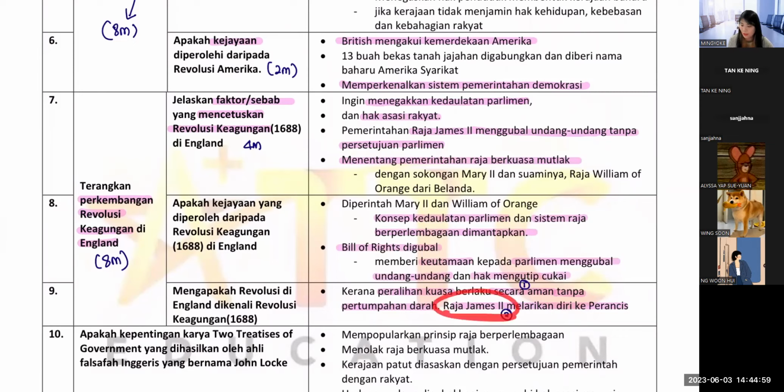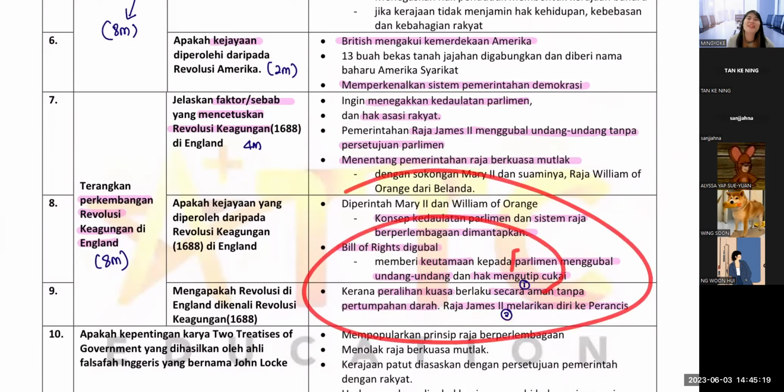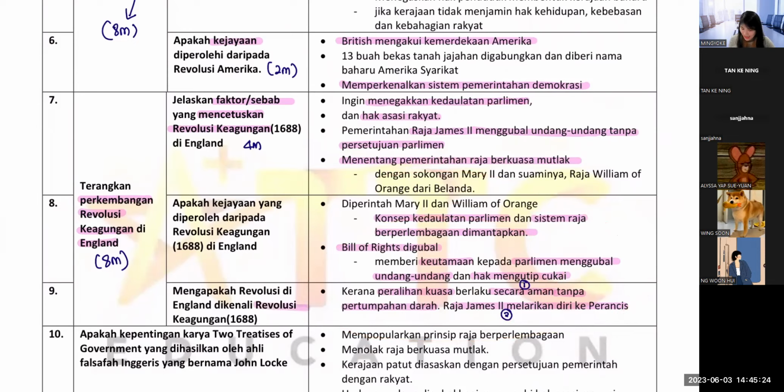The king ran away because people go against him. You see, menentang Raja. Raja James created the law without the approval of parliament. So everyone starts to go against him. And he's so afraid of the people, he ran away. When he ran away, no king. So that's when the political changes. So revolusi keagungan is called glorious revolution. Glorious, you know. It's so glorious. They don't need to fight, you know. Revolution.